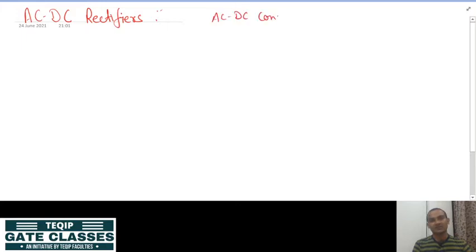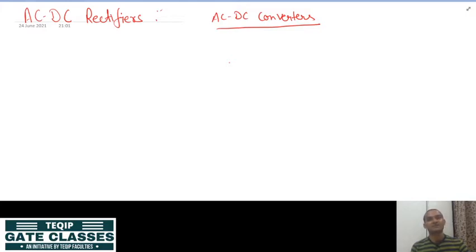These rectifiers are also known as converters. Specifically, a converter converts one quantity to another, whether it may be DC to AC, DC to DC, AC to AC, or AC to DC. All are termed as converters. Here we are talking about AC-DC converters, or AC-DC rectifiers.